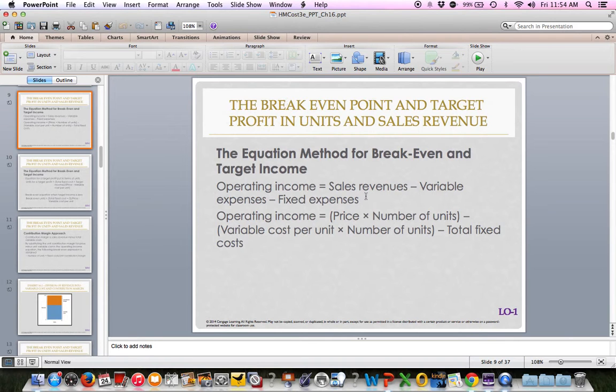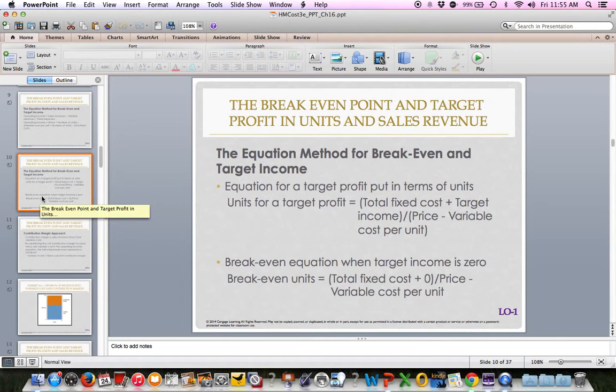Sales revenue is price times number of units sold. That's my sales revenue. Variable expenses is my variable cost per unit times the number of units sold. And then, of course, I subtract my fixed expenses. So we're just taking operating income and breaking it down to price times something for revenue and for the variable cost.